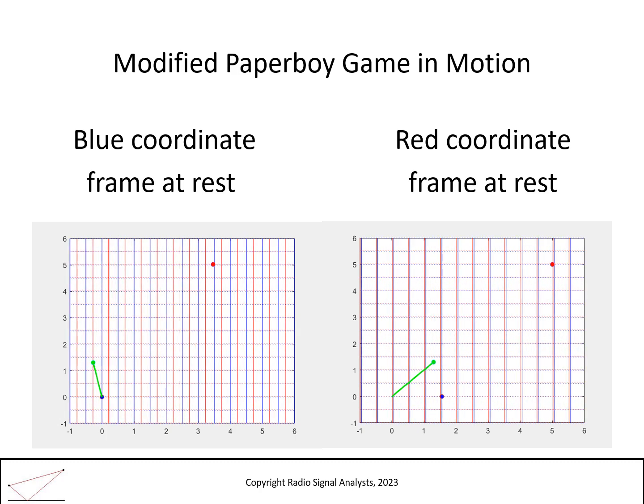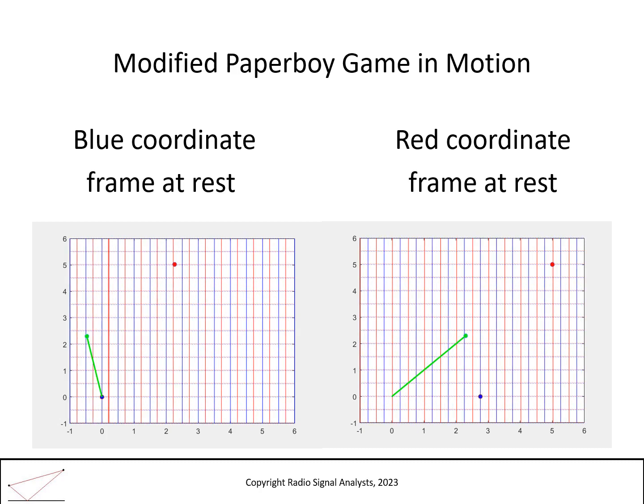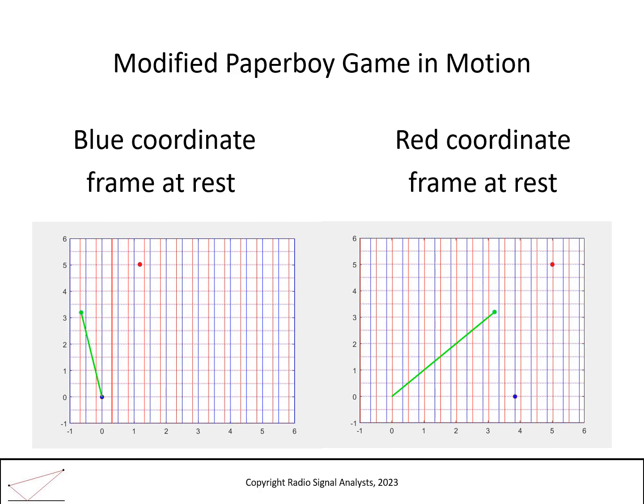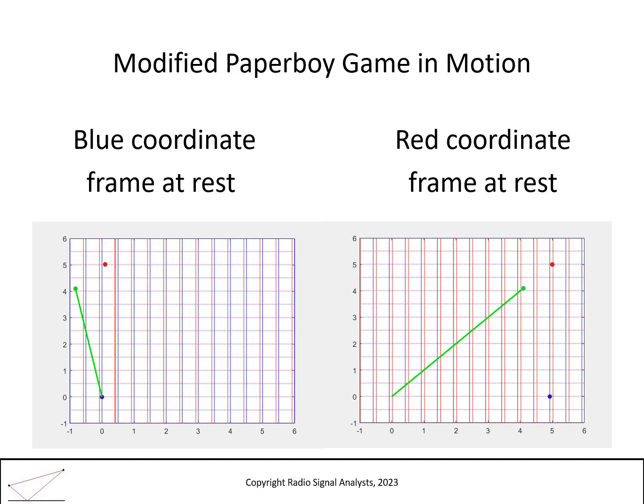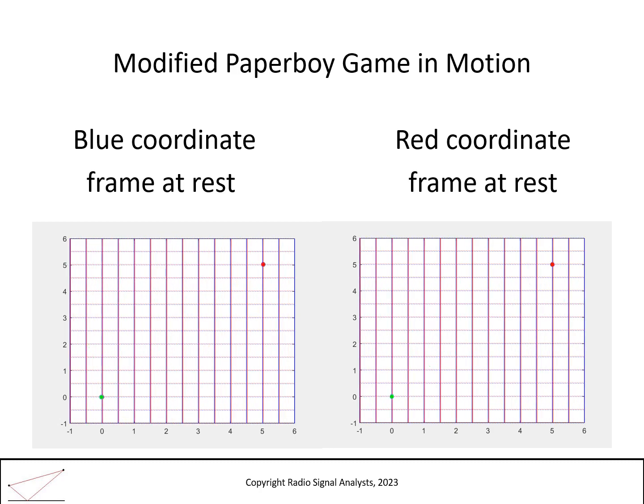Here is an example where the paper is thrown left and back and lands on the porch. Note that the green trace on the right looks a lot like it did in the previous example.